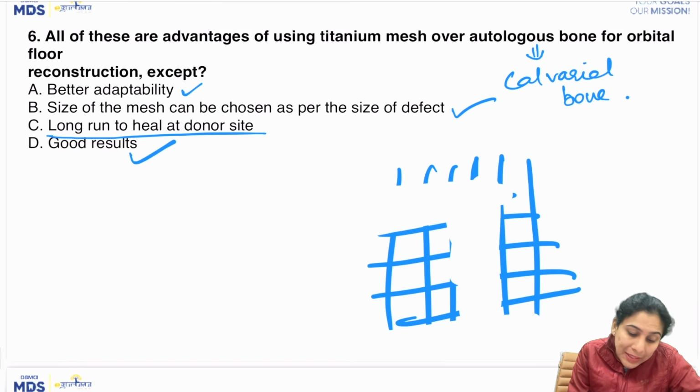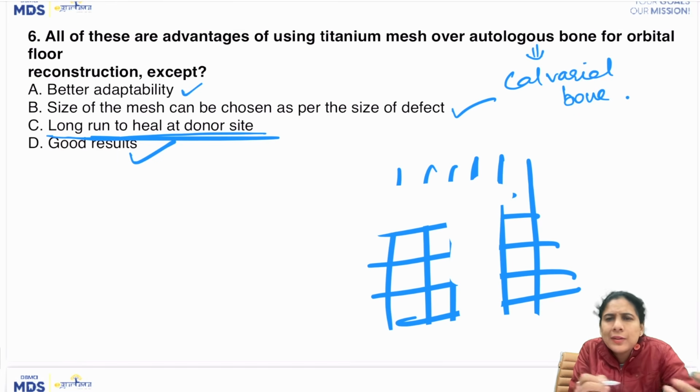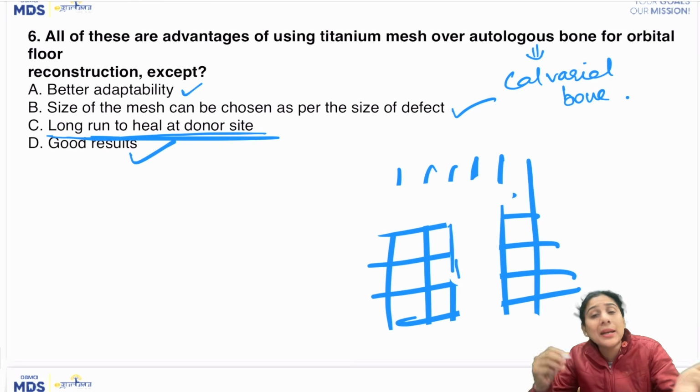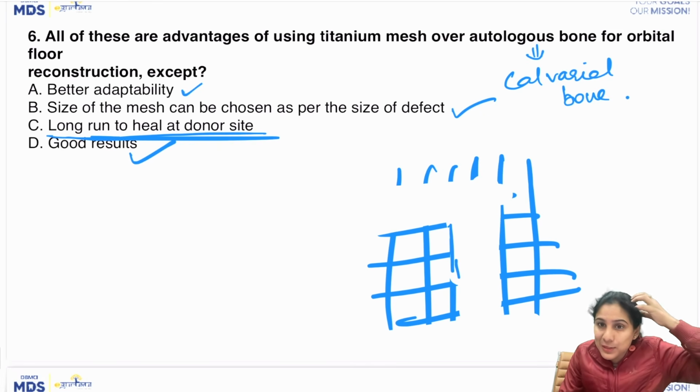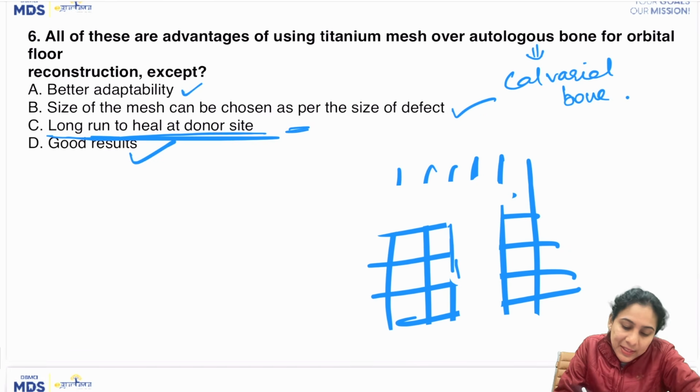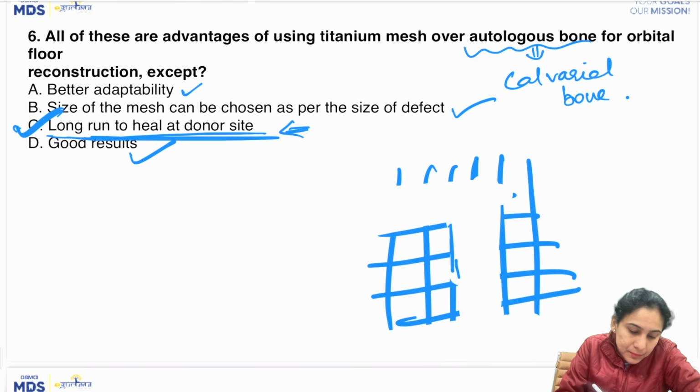Long time to heal at the donor site. Obviously, this is not a problem because there is no donor site. Titanium mesh I am purchasing from the market. Where is the donor site? The donor site is in the autogenous bone. Okay, so that's a disadvantage of the autologous bone, not of the titanium mesh, right? So this is not an advantage.